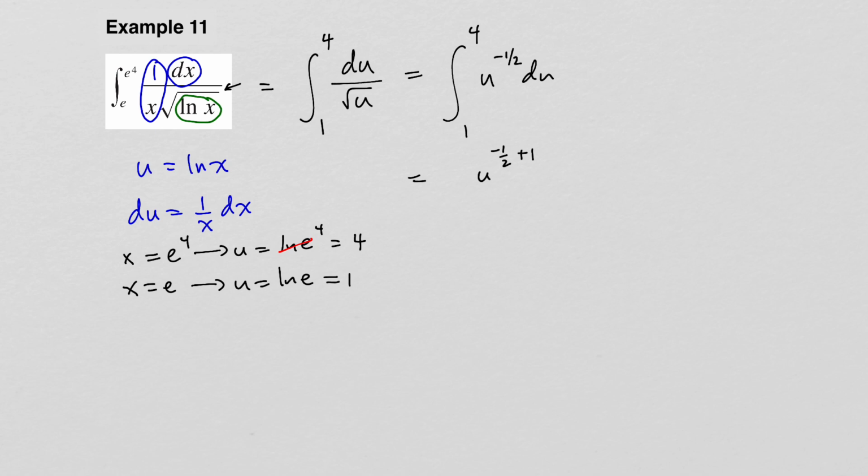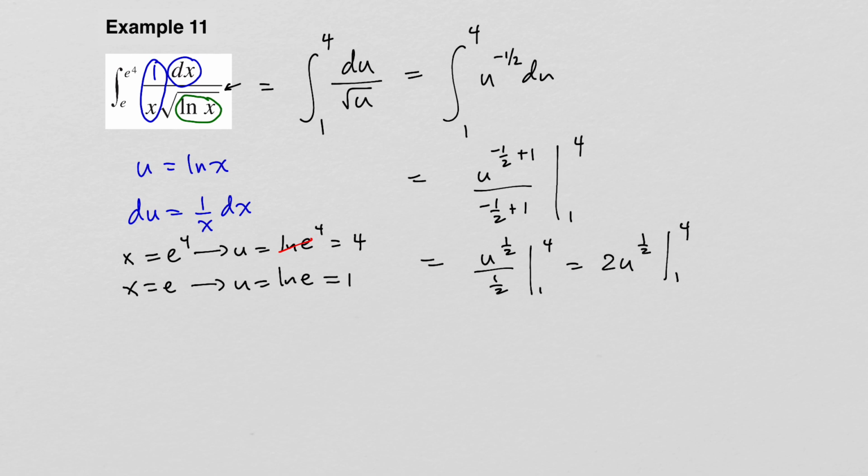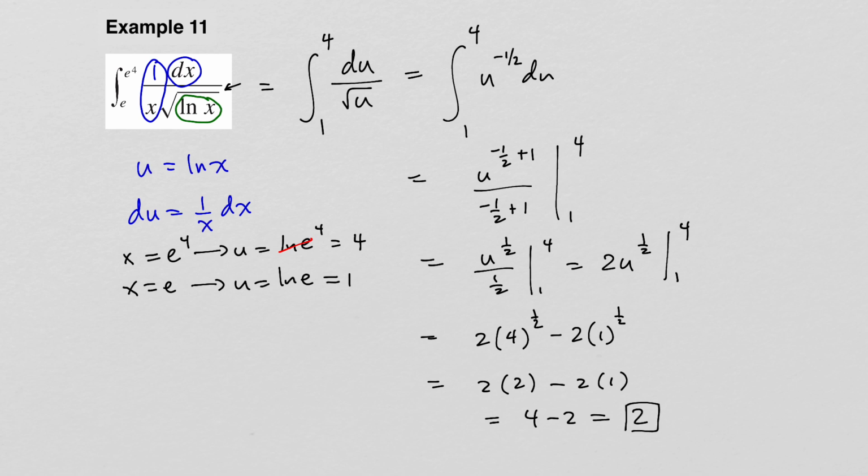So u to the negative 1/2 plus 1 divided by negative 1/2 plus 1 from 1 to 4. And this is u to the 1/2 divided by 1/2. And this is going to be 2u to the 1/2. And this will be 2 times 4 to the 1/2 minus 2 times 1 to the 1/2. And of course, a 1/2 power means square root. So this is 2 times the square root of 4 minus 2 times the square root of 1. And this is 4 minus 2, which is 2. So lots of steps, and it's very important that you do these steps one at a time.